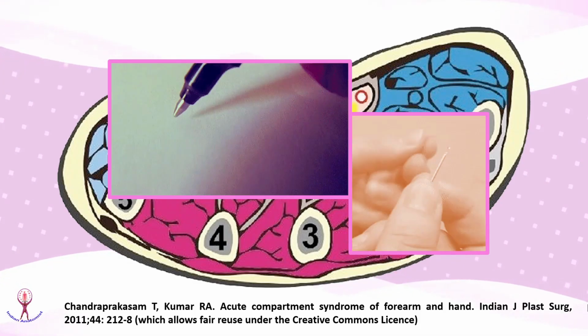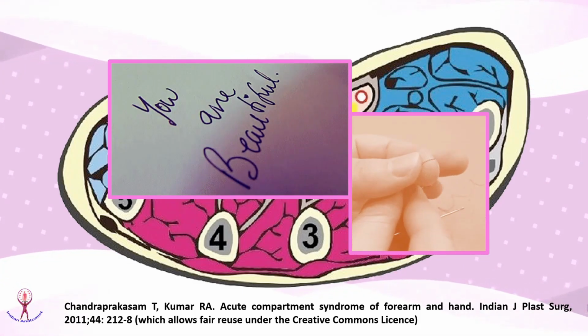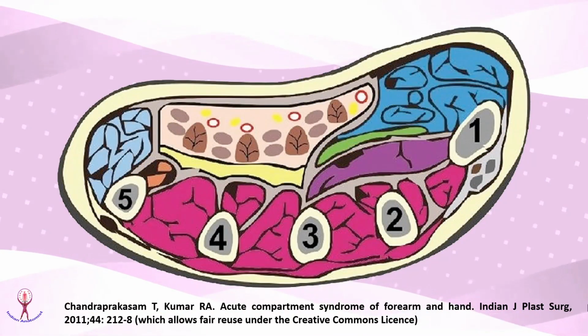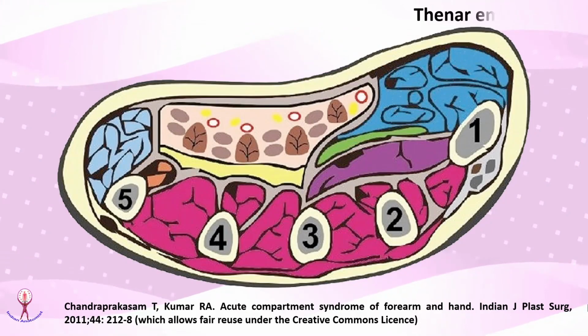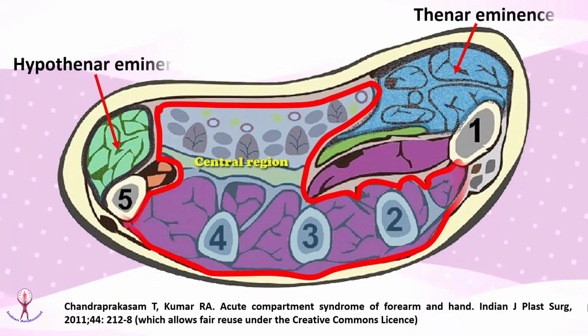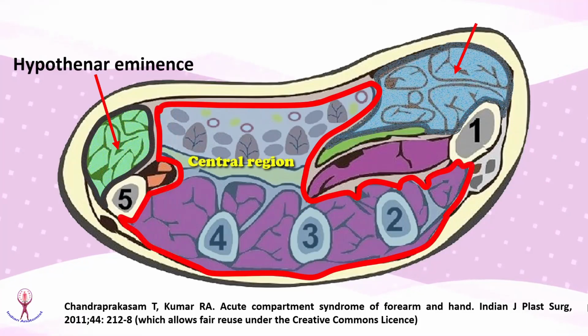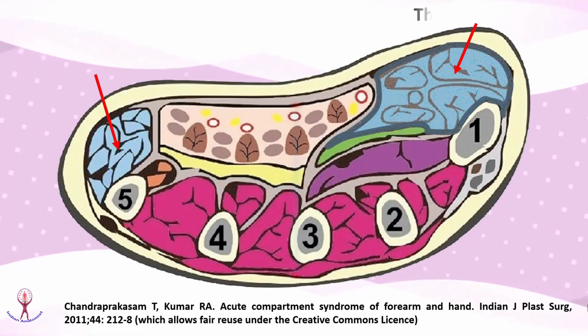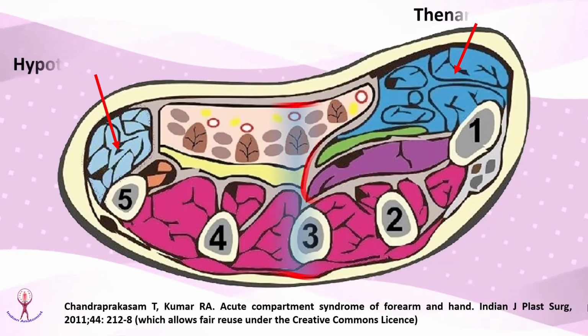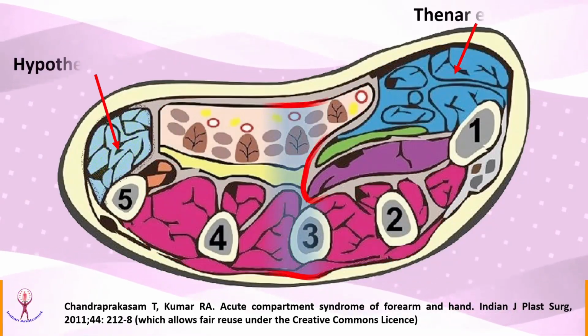There are 20 muscles in the palm, grouped into 4 regions. Laterally oriented, the Thenar Eminence. Medially, the Hypothenar Eminence. The middle, or central region of the palm, which includes the 3rd and 4th regions together, contains the lumbricals and interossei. In addition, the central region also contains blood vessels, nerves, and tendons of the long flexors of the hand.